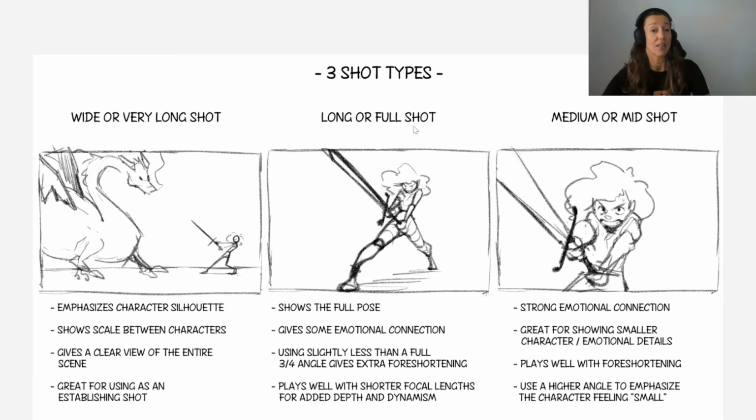Then we have a long or full shot. This shot is like we did before. It shows the full pose and gives some emotional connection. Usually we use that with a three-quarter angle or almost. And then we have our medium or mid shot.